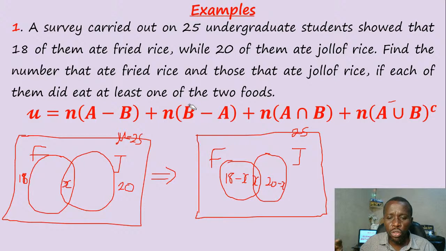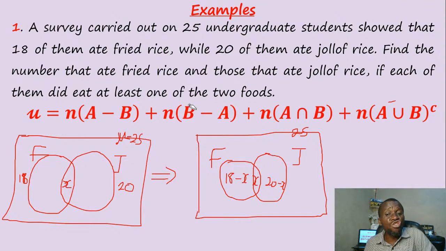The mistake students used to make is that they usually write that 20 inside and then the other 18 inside. No, you don't do that. Except they mention only, the word only. Maybe you said 18 of them ate fried rice only. That is the time you write it inside. But if that word only is not mentioned, don't write it inside, please. All right.